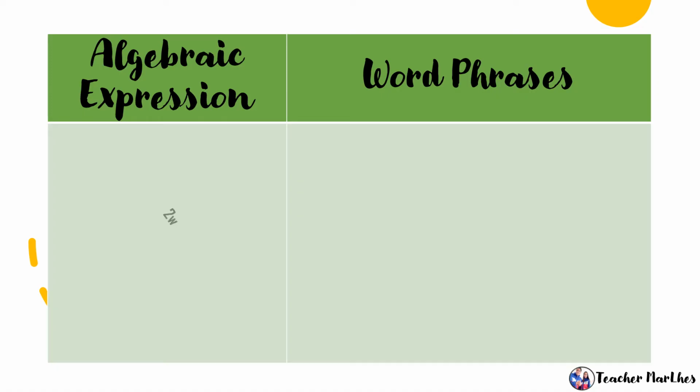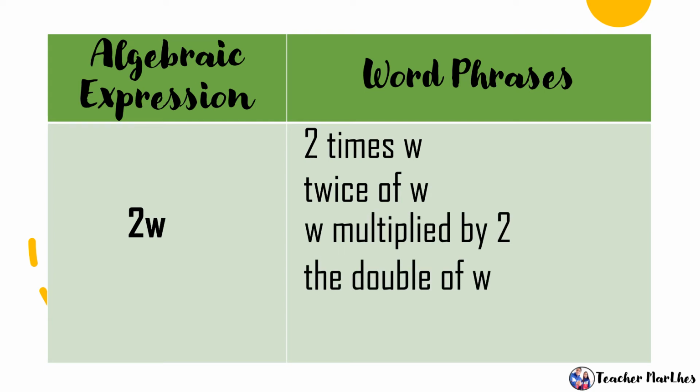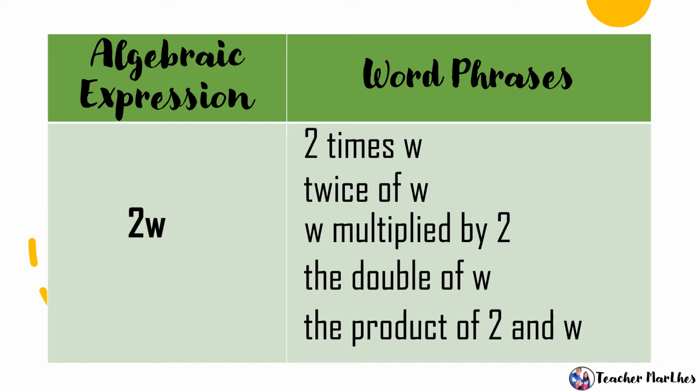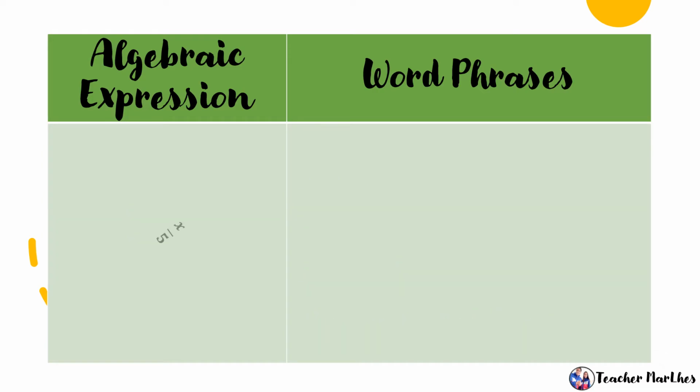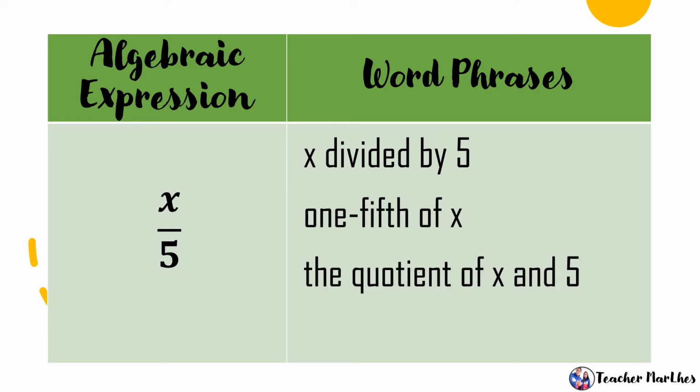The algebraic expression 2w can be written as 2 times w. Keywords associated to multiplication will be used. Twice of w, w multiplied by 2, the double of w, the product of 2 and w. In x over 5, keywords associated to division will be used, such as x divided by 5, 1/5 of x, the quotient of x and 5, the ratio of x to 5.